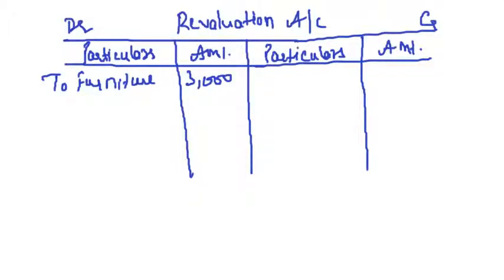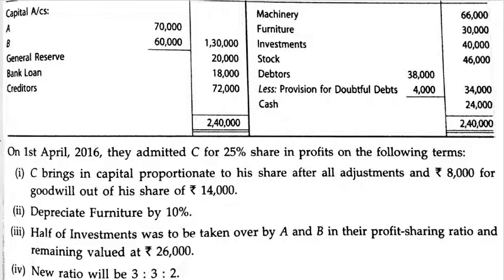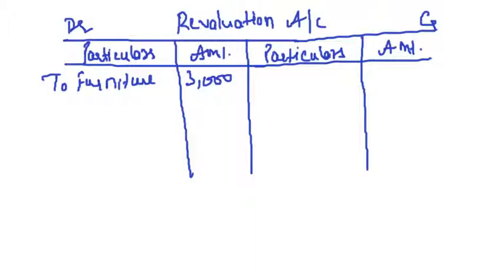Next, half of investments was taken over by A and B. Half of investment means 20,000. There is no revaluation regarding this part. And the remaining is valued at 26,000. What is the remaining investments? 20,000. This remaining is valued at 26,000. There is an upward revaluation of an asset, and this we will record in the revaluation account as by investments 6,000. Is it clear?